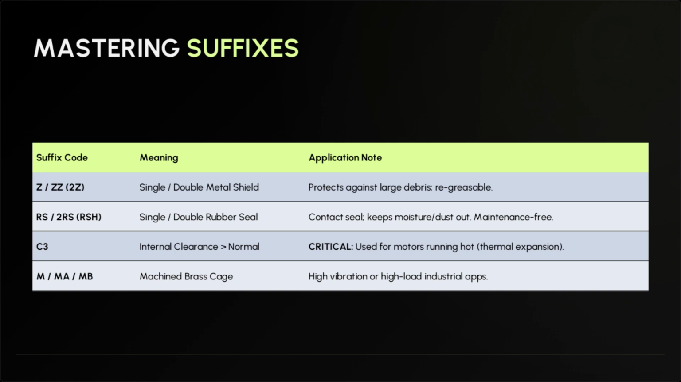Most importantly, C3 means extra internal clearance. In high-speed industrial motors, the shaft gets hot and expands. A C3 clearance gives that metal room to grow without seizing.